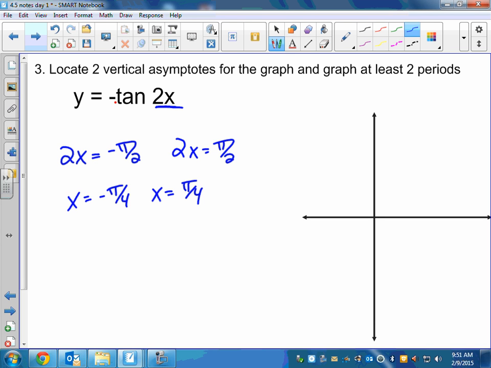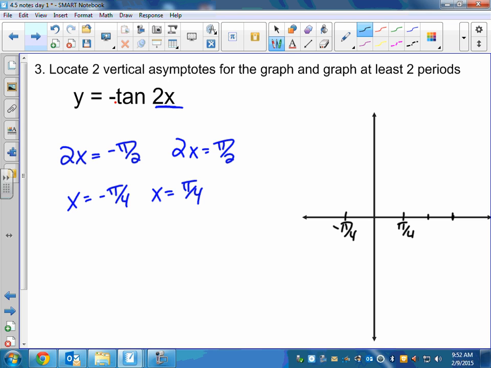Now, to get those first 2 asymptotes, I just have to go to negative pi fourths and pi fourths. If you label your graph that way, it's going to look exactly the same, except my x-axis is going to look different. What matters is that you get the next one right. They need to be equally spaced. If I label negative pi fourths and pi fourths, I always skip the one in the middle. This would be my next asymptote.